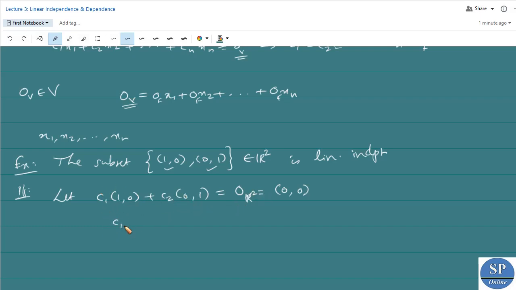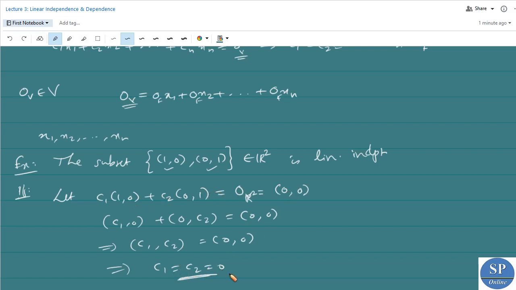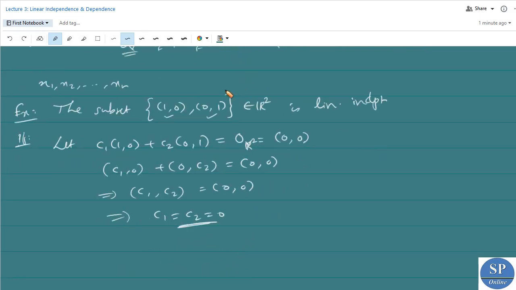So this implies (c1, 0) plus (0, c2) equal to (0, 0). This implies (c1, c2) is equal to (0, 0). That implies c1 is equal to c2 equal to 0. So this linear combination is equal to 0 implies c1 equal to c2 equal to 0. So the only case is c1 equal to c2 equal to 0. Therefore, this set is linearly independent.